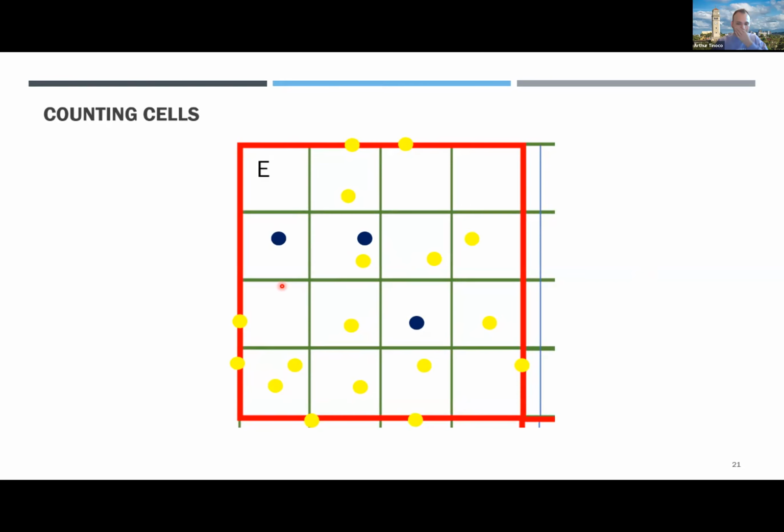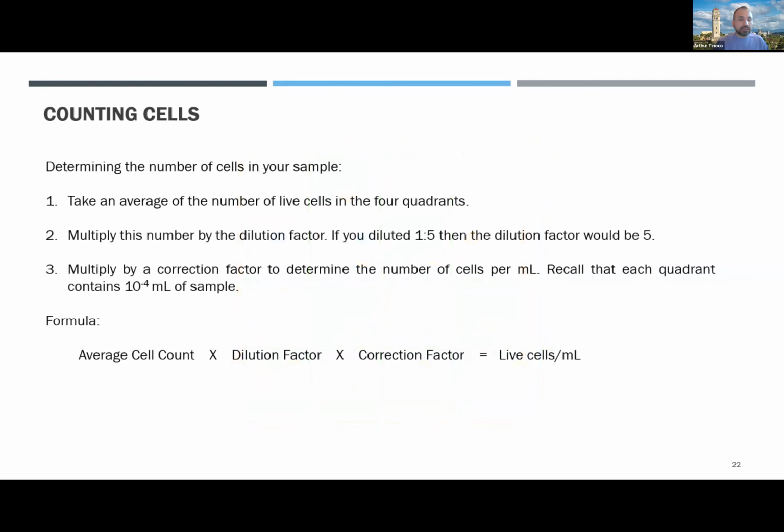Okay, so everyone wrote down those numbers, right? Okay, so determining the number of cells in your sample. Well, you want to take an average of the number of live cells in the 4 quadrants. So that's going to be important. That's why I had you write down those numbers.